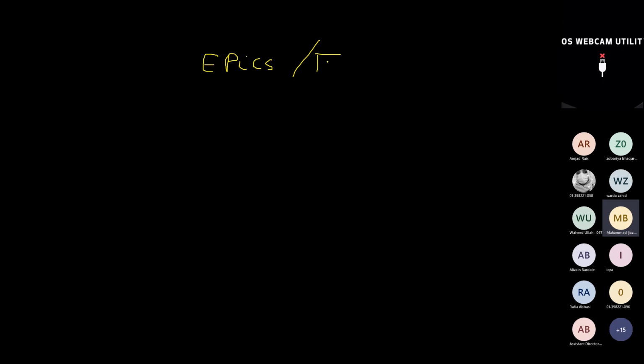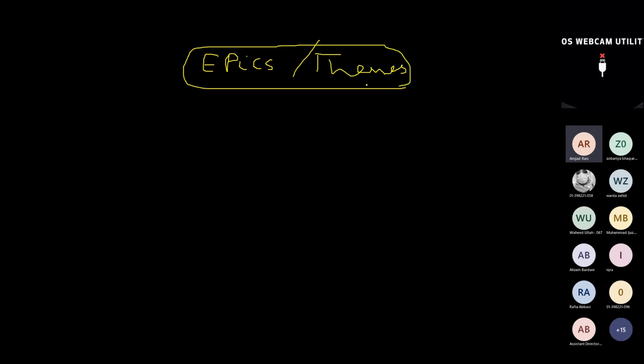Or themes? Any idea? The theme is the overall idea which any user or anyone wants to have, and the epics are basically the sub components which are required to be met in order to get that theme. Epics lie under the themes. There are themes, then we have epics. And what is next then?